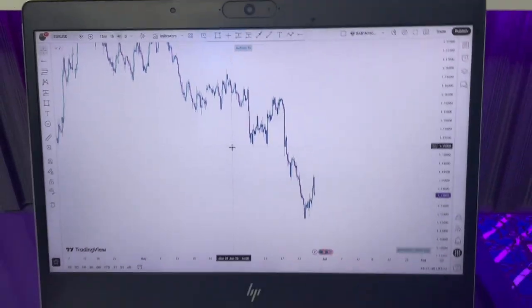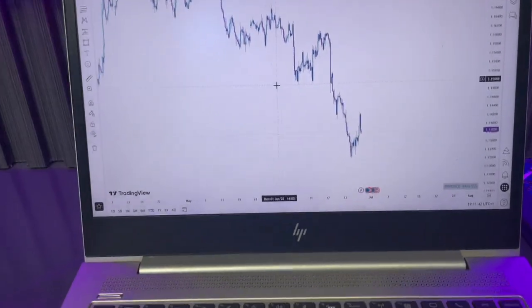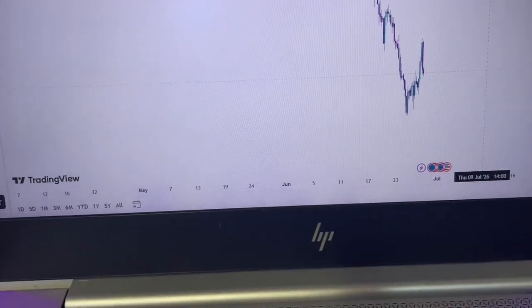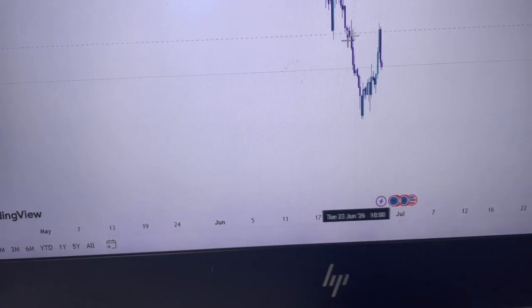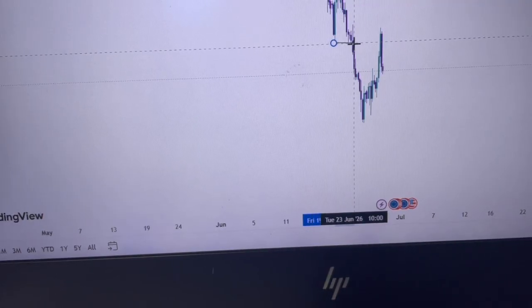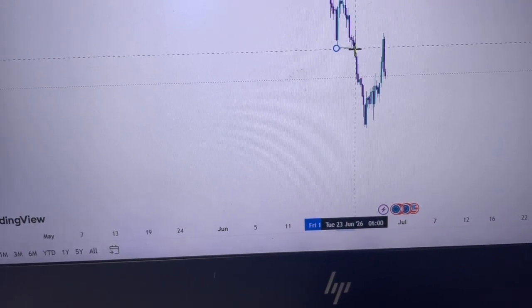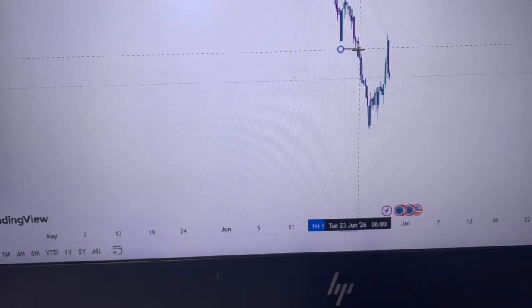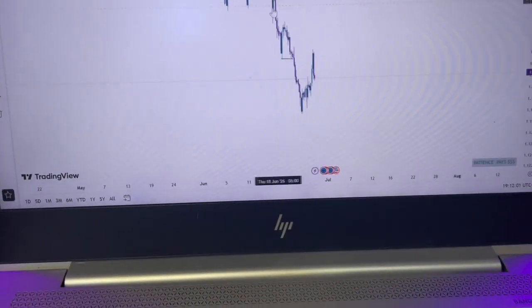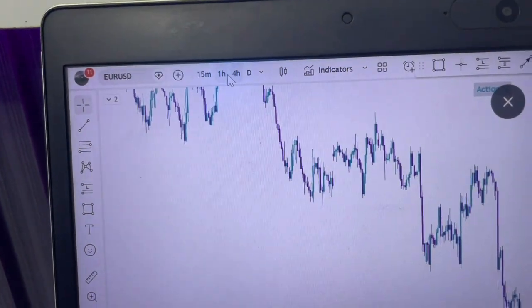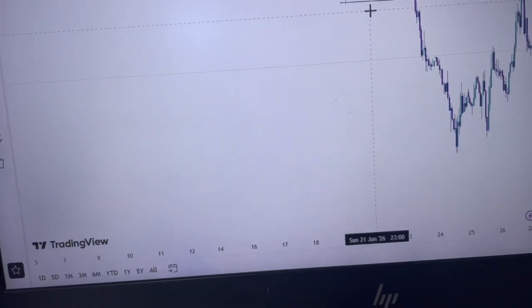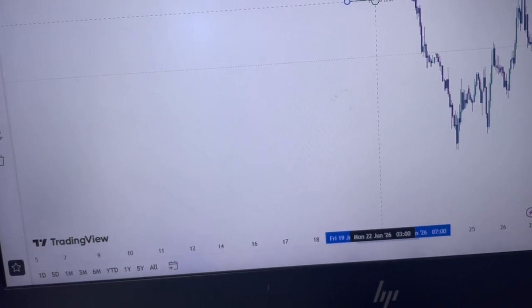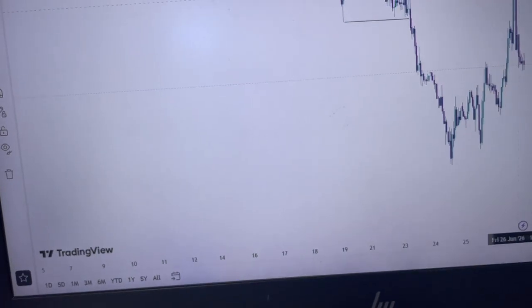Our price has not actually mitigated the supply zone. So what I'm actually seeing is just a break of structure here. So there is actually a micro break of structure right here. Yeah, there is a micro break of structure here, which we can see more clearly when we jump into the 1 hour time frame. All right, so that break of structure, this is it. This is the break of structure.